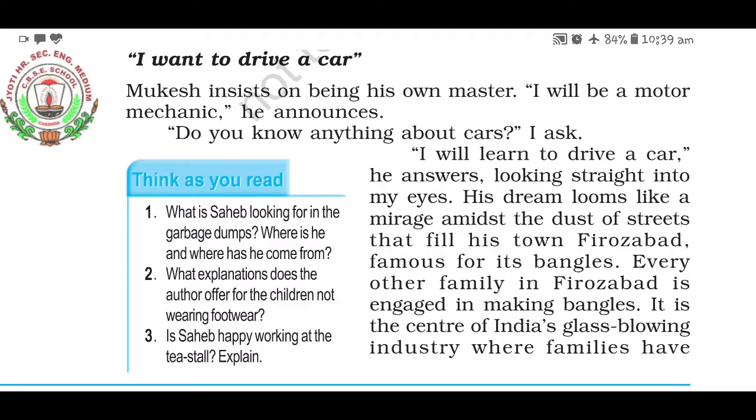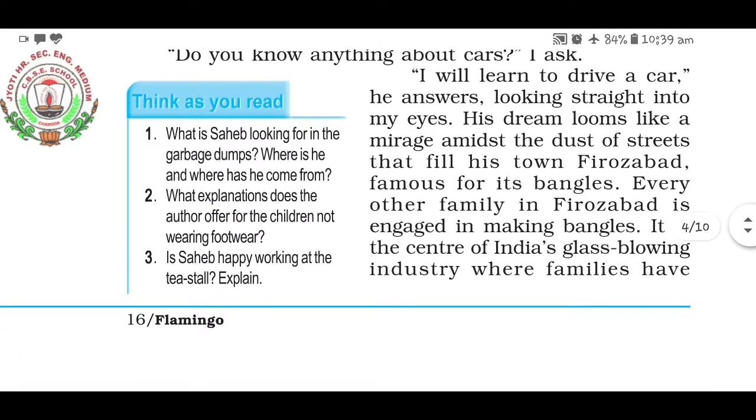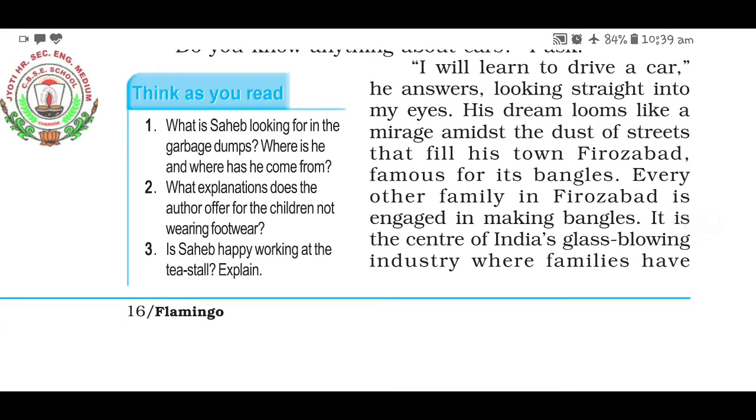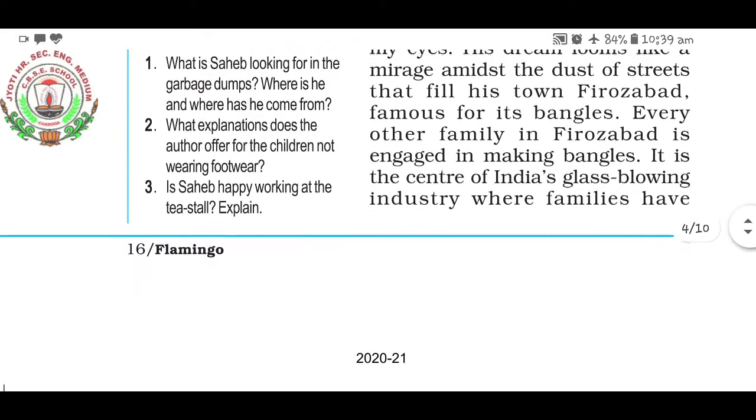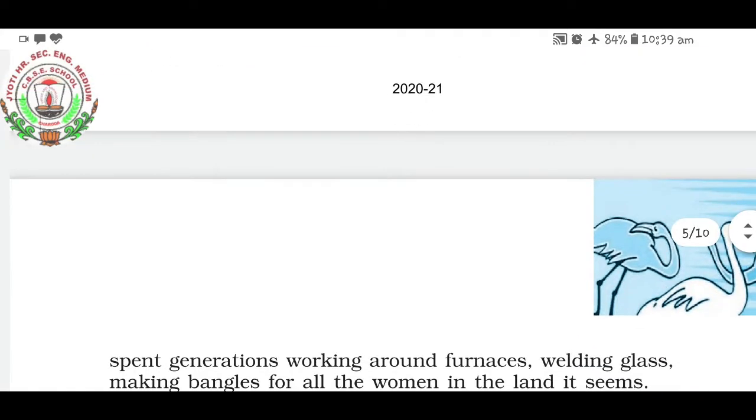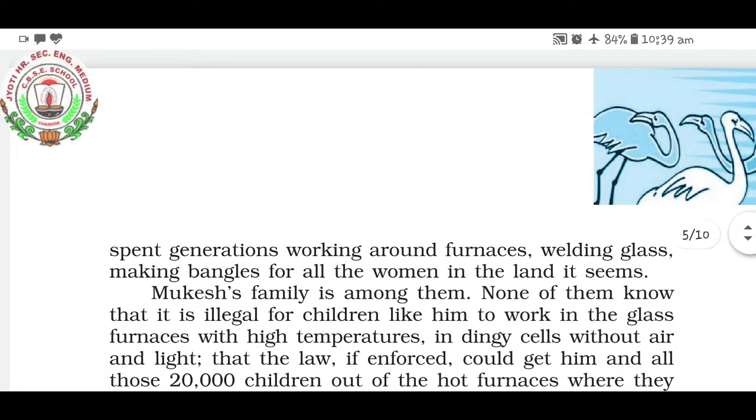Mukesh belongs to Firozabad. When we talk about Firozabad, every second family is engaged in bangle making. It is said to be the center of India's glass blowing industry, and the ladies of our land who wear bangles of varied colors wear what these bangle making families make.